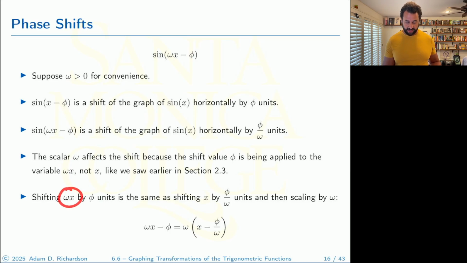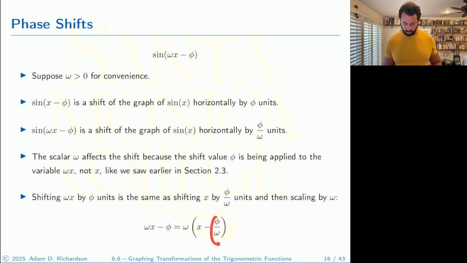So shifting omega x by phi units is the same as shifting x by phi over omega units, and then scaling by omega. This equation kind of shows it. If you factor omega out of both of these terms, then this becomes x, and this becomes phi over omega. So that's why the shift in this case is phi over omega and not just phi. In the event that omega is equal to 1, then it just becomes phi at that point.